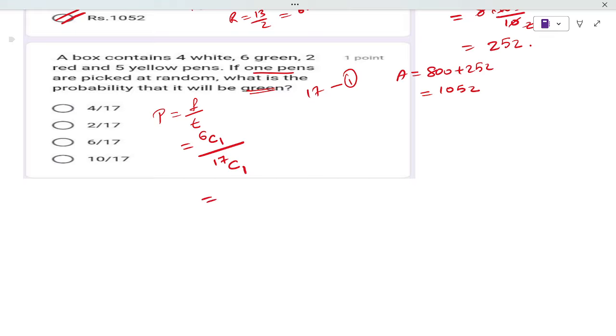Whenever you see choosing 1, the formula is nCr, that is n factorial by n minus r factorial and r factorial. But we don't need it here. Choosing 1 is just 6 on top and 17 below. That means 6 by 17. That's the answer.